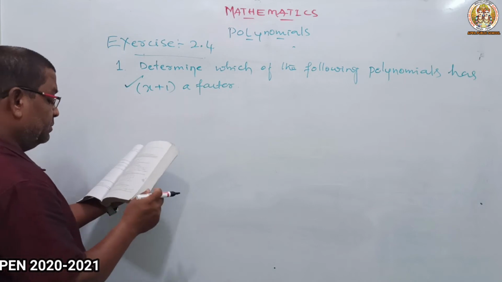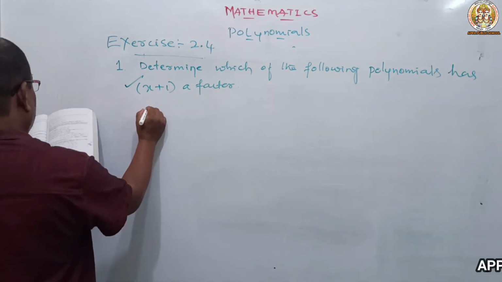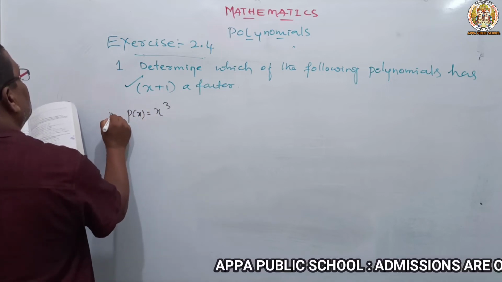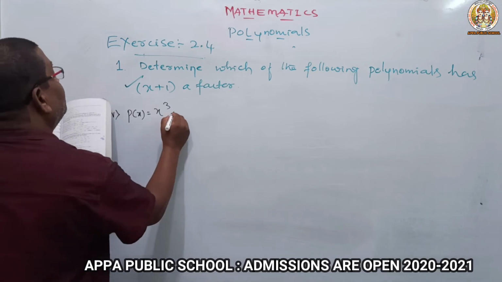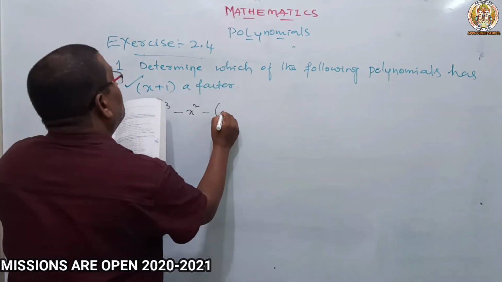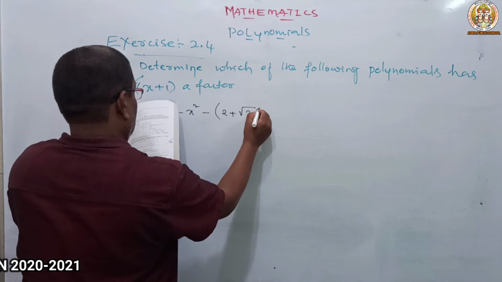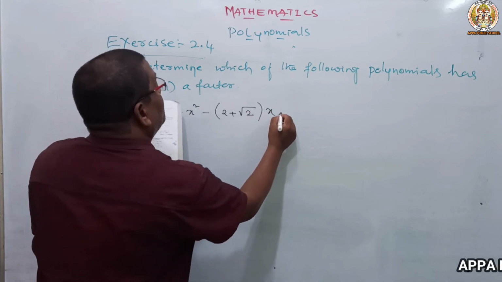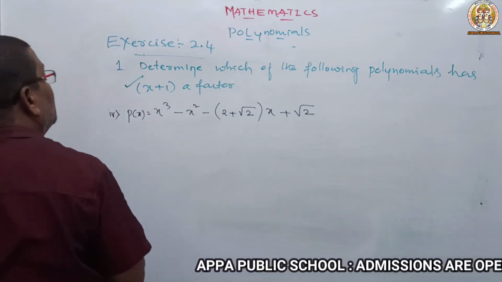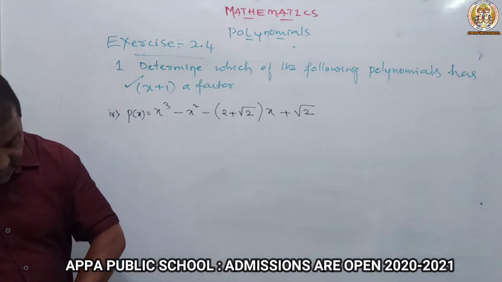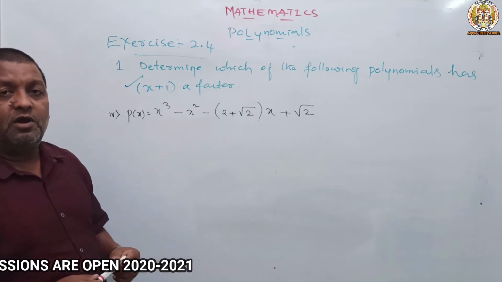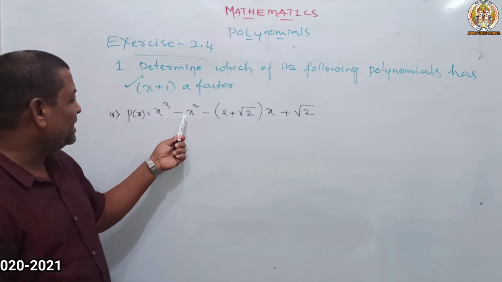Okay. This is one more question. Let p of x is equal to x cube minus x square minus of 2 plus root 2 into x plus root 2. Okay? So let me explain the question once again. This is another polynomial of this same kind: x cube minus x square minus of this.